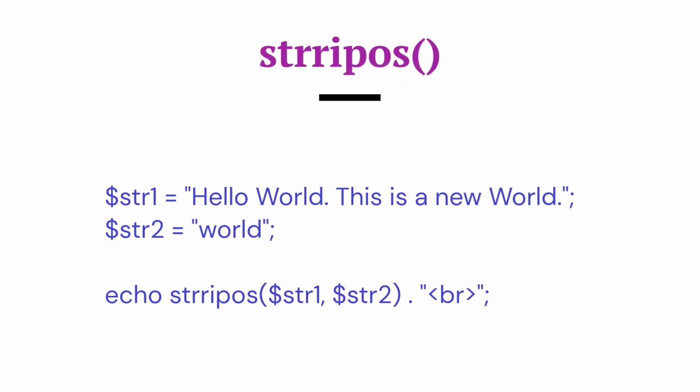The strripos function searches for the position of the last appearance of a string in another string. This works similarly to the strpos function, except it starts counting from the end of the main string. This is not case-sensitive. This example passed as we are using a non-case-sensitive function and displays 27.